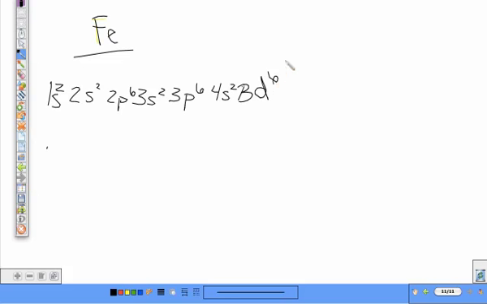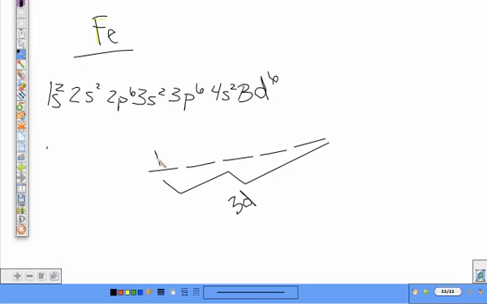Okay, let's think about the orbital notation with the lines and arrows. We've already done S and P. What about a D sublevel? How many orbitals would there be? 5, right? So if this is 3D, how many arrows would we need in iron?